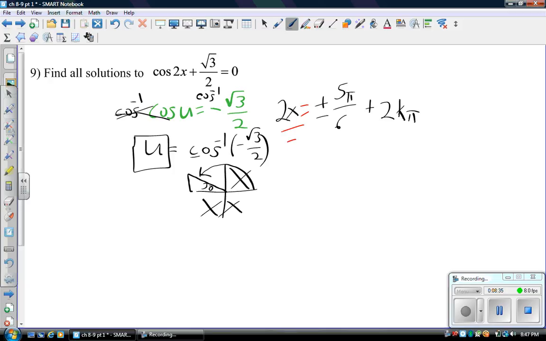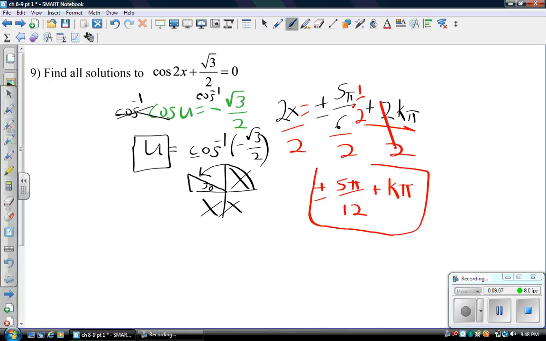How do I get x by itself? Well, now just divide everything by 2. So this would really be multiplying by a half, so dividing by 2 is the same thing as multiplying by 1 over 2. So this part becomes plus or minus 5 pi over 12. Now remember, you do have to divide this. The 2's cancel, it's just plus k pi. That will be a big deal. Some of you on the quiz missed a problem similar to this simply because you forgot that you have to divide that as well.